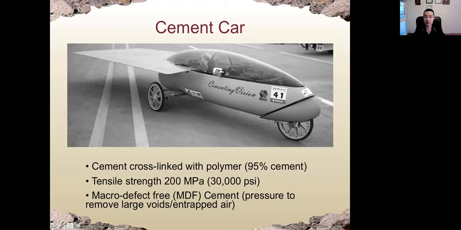As a result, we can make the cement car and the cross-section of the material is very thin because the tensile strength is so high. This material is called micro defect-free or MDF cement. Use pressure to remove large voids and entrapped air. But the cost of this material is also very high.